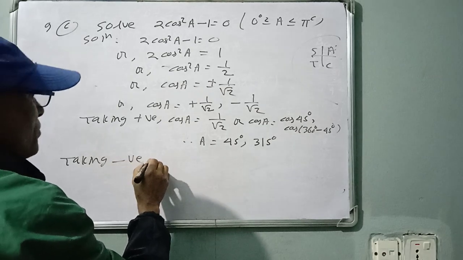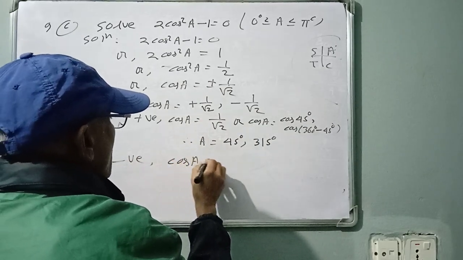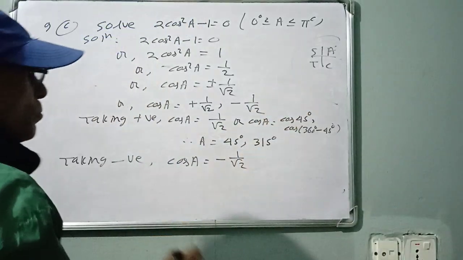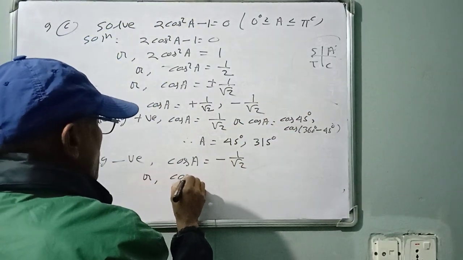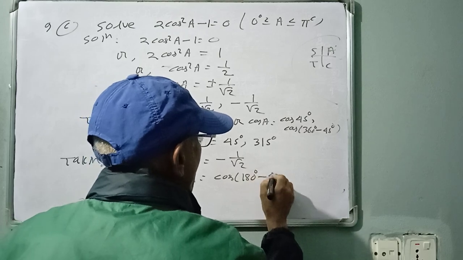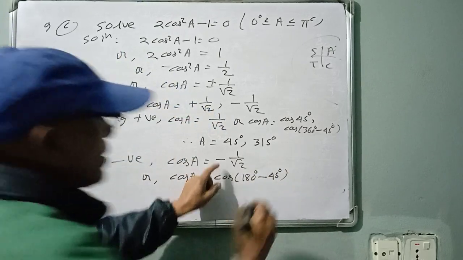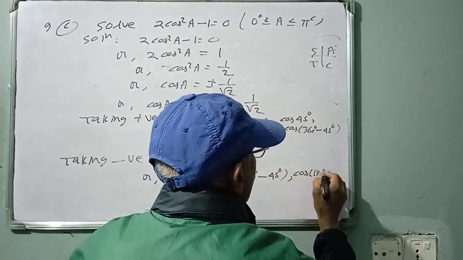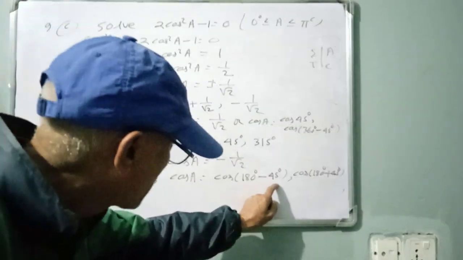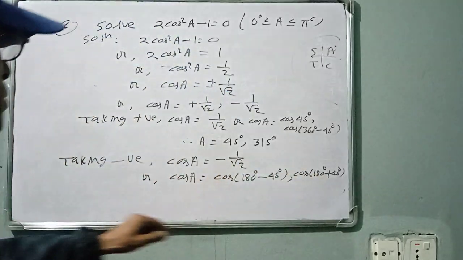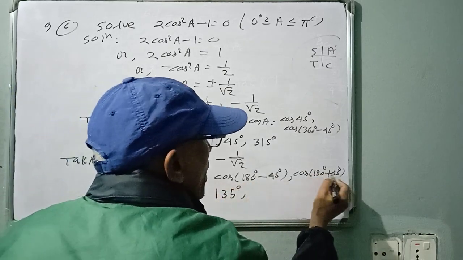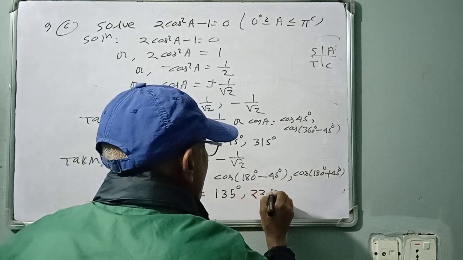Now, taking the negative sign, cos A equals minus 1 by root 2. Cos is negative in the second and third quadrant. Cos A equals minus 1 by root 2 is cos (180 degree minus 45 degree) in the second quadrant, where cos is negative, and cos (180 plus 45 degree) in the third quadrant. 180 minus theta is the second quadrant, 180 plus theta is the third quadrant. Therefore, A equals 180 minus 45, 135 degree, and 180 plus 45 is 225 degree.